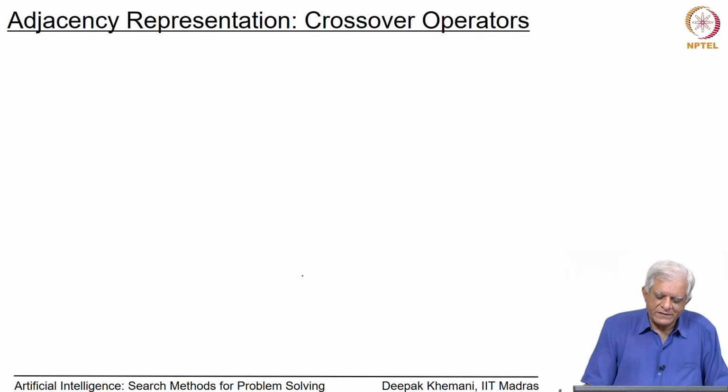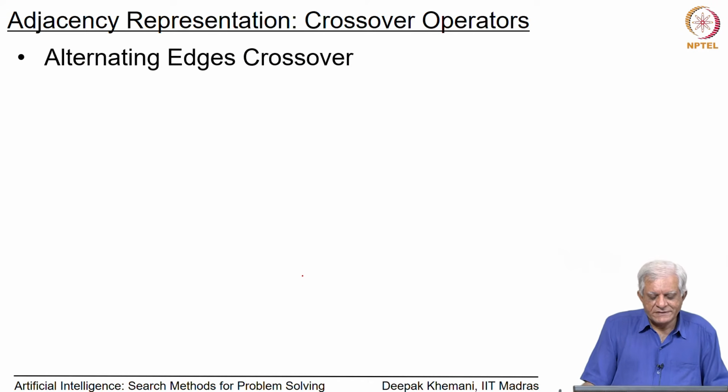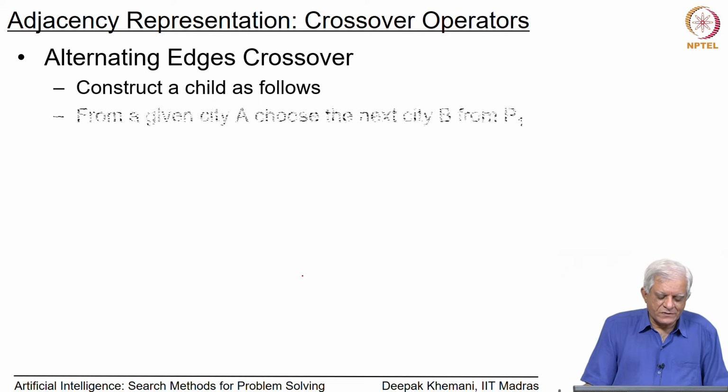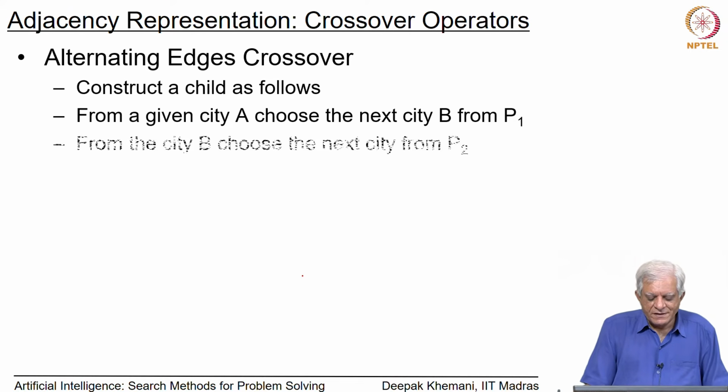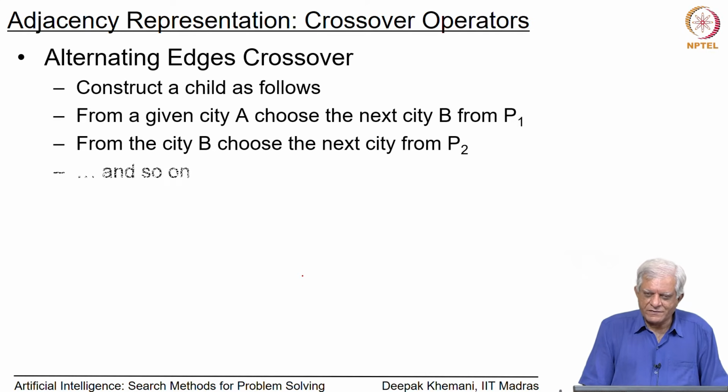Now, how does this help adjacency representation? The crossover operators that we define over adjacency representations are as follows. That one is called the alternating edges crossover. What this says is that you construct a child as follows. You start from some randomly chosen city, let us say the city is A, then choose the next city B from parent 1.